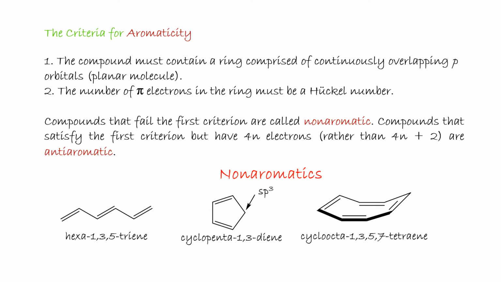To summarize the criteria for aromaticity, the compound must contain a ring comprised of continuously overlapping p orbitals, and should be a planar molecule. The number of pi electrons in the ring must be Hückel's number. Compounds that fail the first criteria are called non-aromatic. Compounds that satisfy the first criteria but have 4n electrons rather than 4n plus 2 are anti-aromatic.